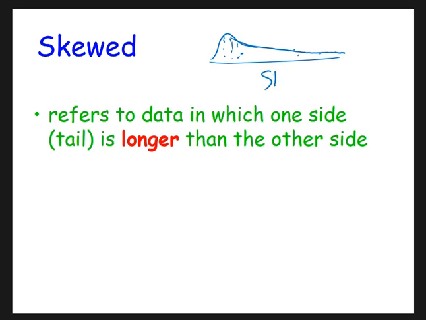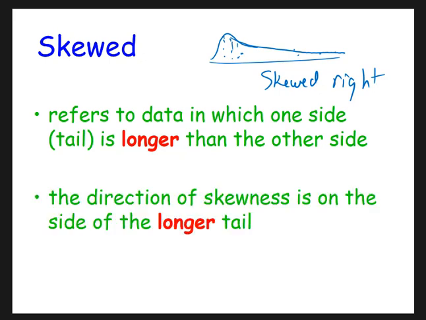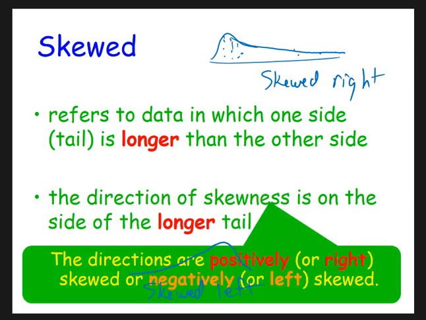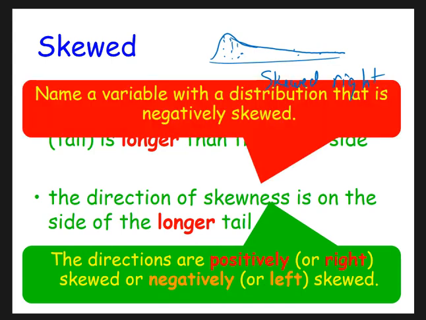If it's stretched out this way, it's called skewed right, because it is the right end of that curve that is stretched out. So the skewness is the direction in which the longer tail is. If it's like this, that would be skewed left, because the longer tail is to the left side. So the directions are positive to the right, or negative to the left. Name a variable with a distribution that is negatively skewed.